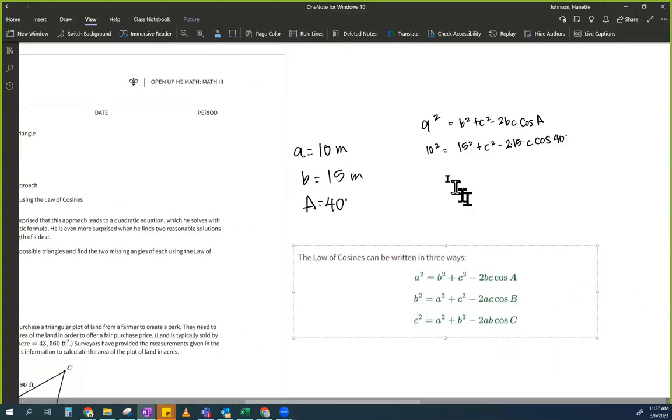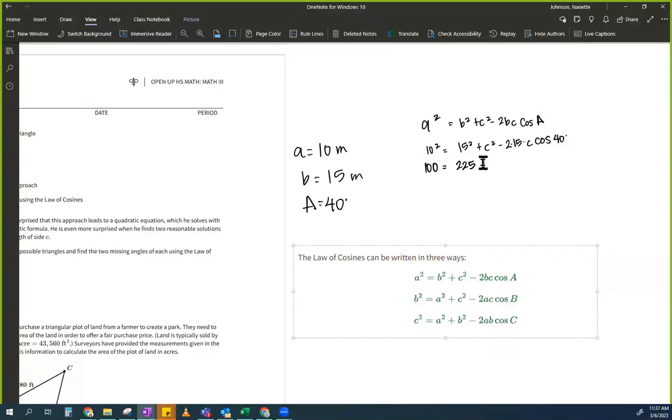Okay, so what happens next is I just solve it. So then I'm going to, let's see, 100. I'm going to move this over. There's a C there too. Oh no, we're going to have to move it over this way. Okay, so this is going to be 100 equals 225. 15 squared is 225. I think that's right. Plus C squared minus 30 C, and then cosine 40. I don't know what cosine 40 is.